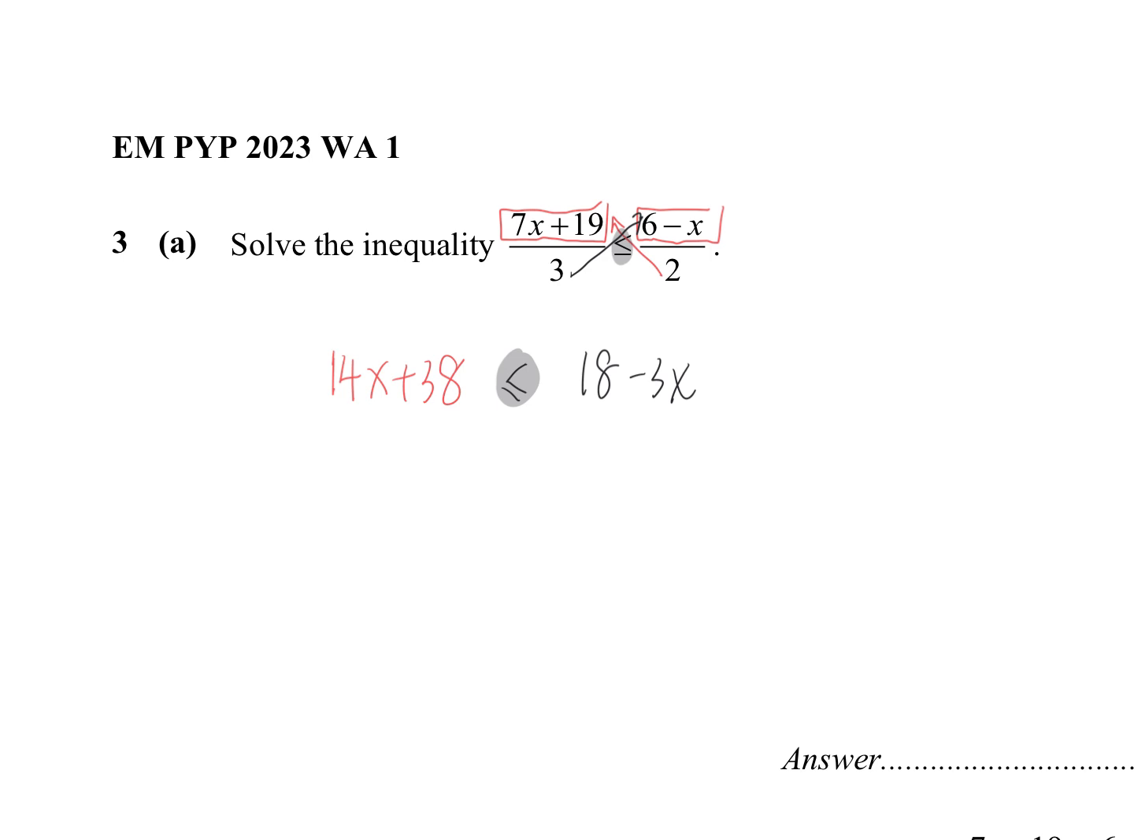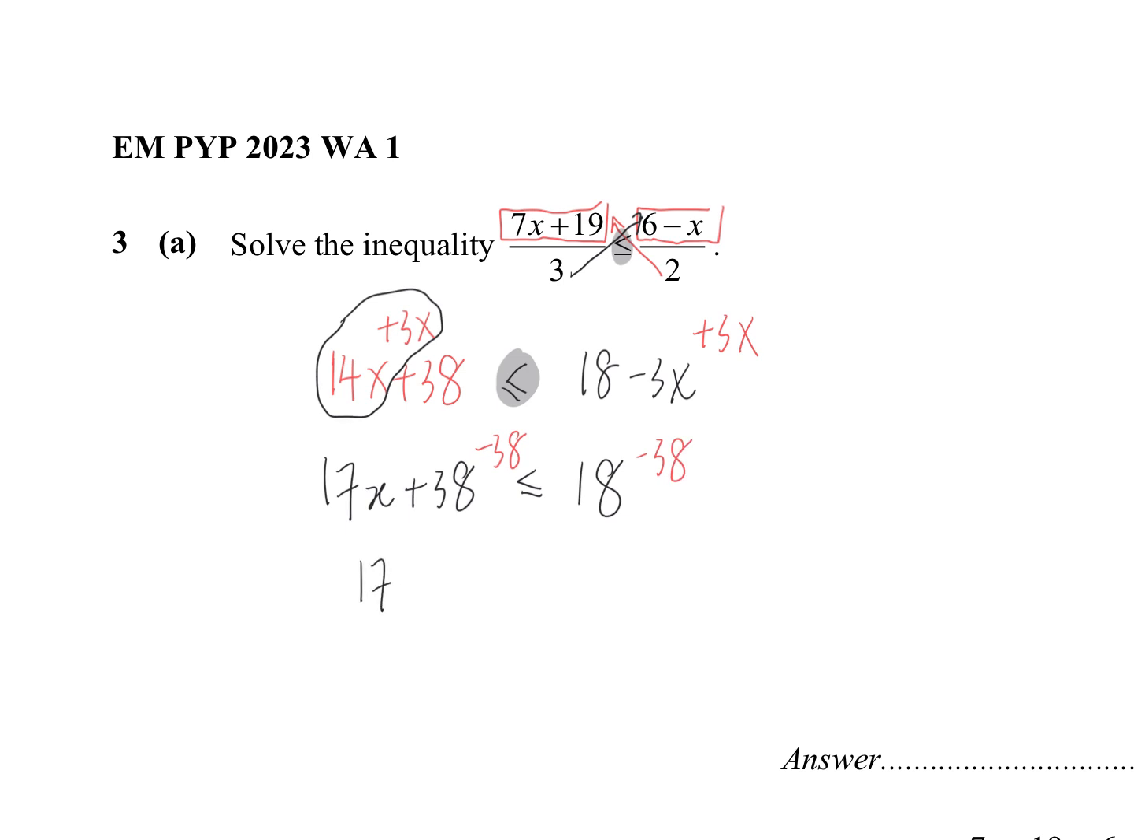Okay, next one is adding 3x on both sides. After you add 3x on both sides, you get 17x, not 11x. I have some of you making this kind of mistake, so you need to be very careful. Minus 38, so you get negative 20. And then very happily, you get this as your solution. You only write this here, which is wrong.